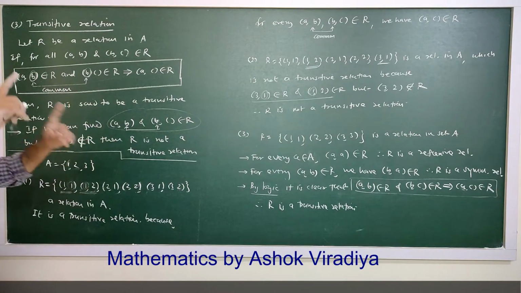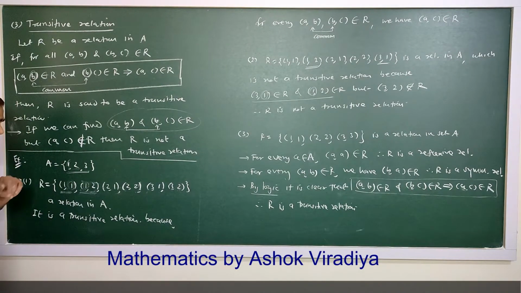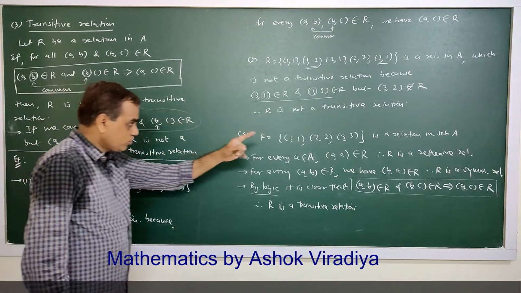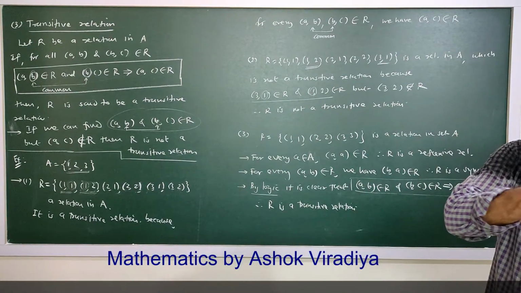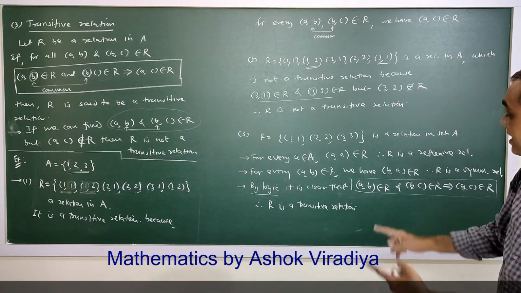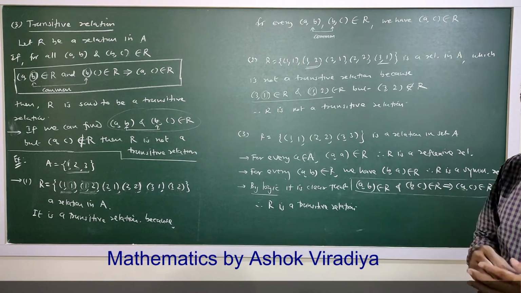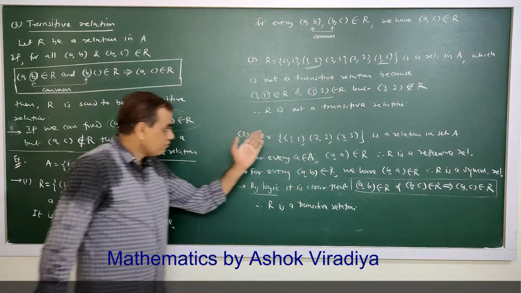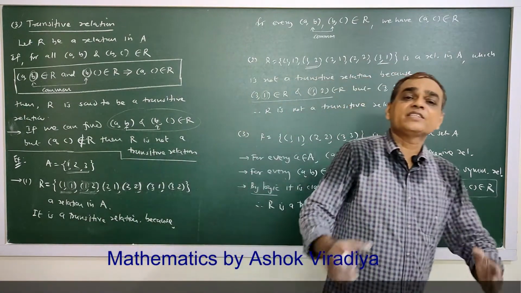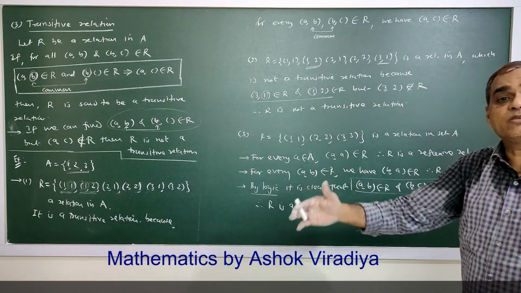Say in short, you remember one trick. If you are given 1, 2, 3 and the relation contains (1,1), (2,2), (3,3), then it is symmetric, it is reflexive, and it is transitive. It satisfies all properties. If you are given four numbers 1, 2, 3, 4, and the relation contains (1,1), (2,2), (3,3), (4,4), then it satisfies all three properties. It is symmetric, reflexive, and transitive.